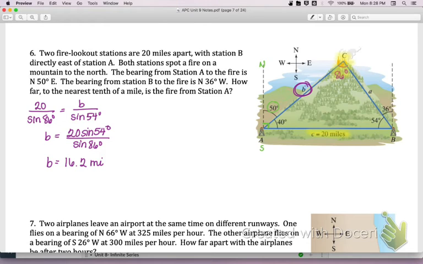It did ask us to round to the nearest tenth, and that's it for this one. That's all it's asking us for, is how far the fire station A is from the fire, which is 16.2 miles. Okay? Last example for today.